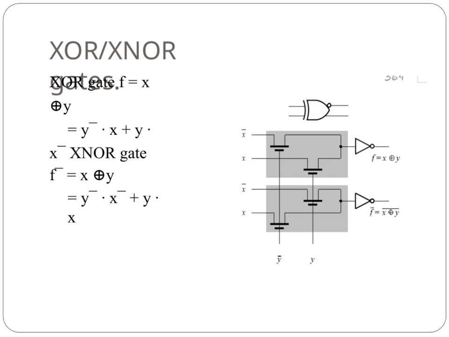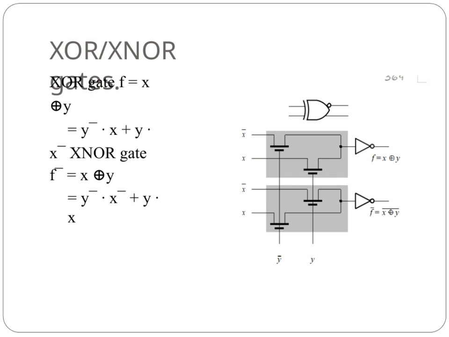On the other hand, the XNOR gate is essentially the complement of the XOR. Its output is true when the inputs are the same. Its function f complement is the sum of not y and not x plus y and x. Understanding these gates is essential, as they form the basis of many digital logic operations where differentiation or equality between signals is required.